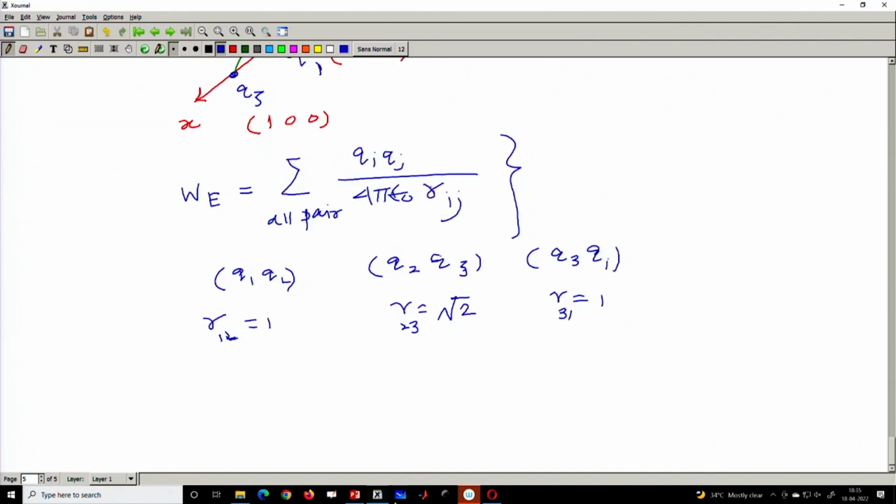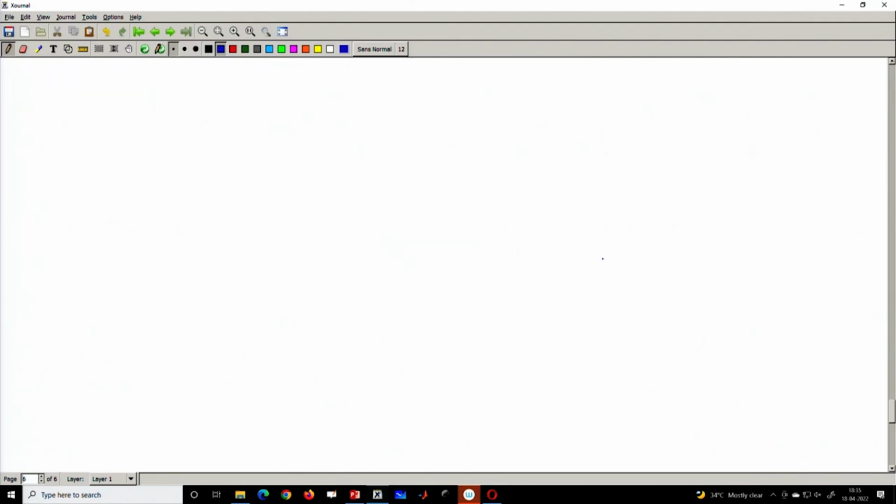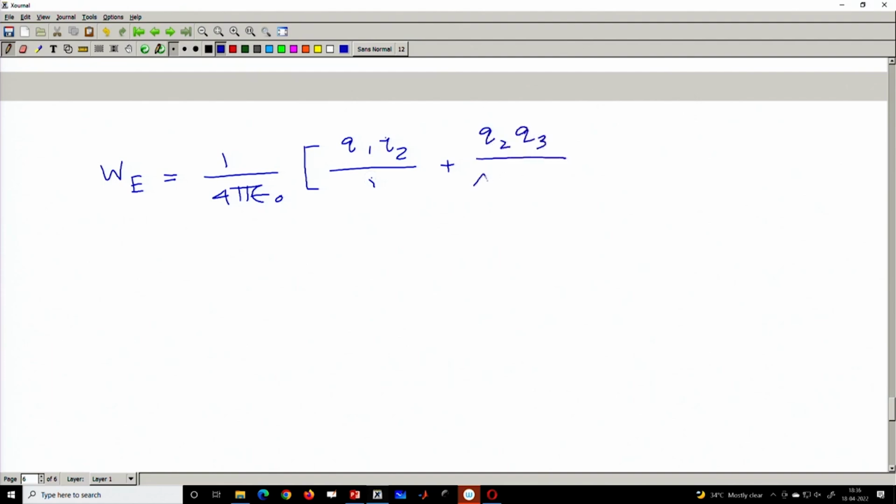Now, I will simply use the formula, and if I do, then I get W_e equal to 1 by 4 pi epsilon 0, then q1 q2 divided by 1 plus q2 q3 divided by root over of 2, plus q3 q1 divided by 1. So that should be my answer.